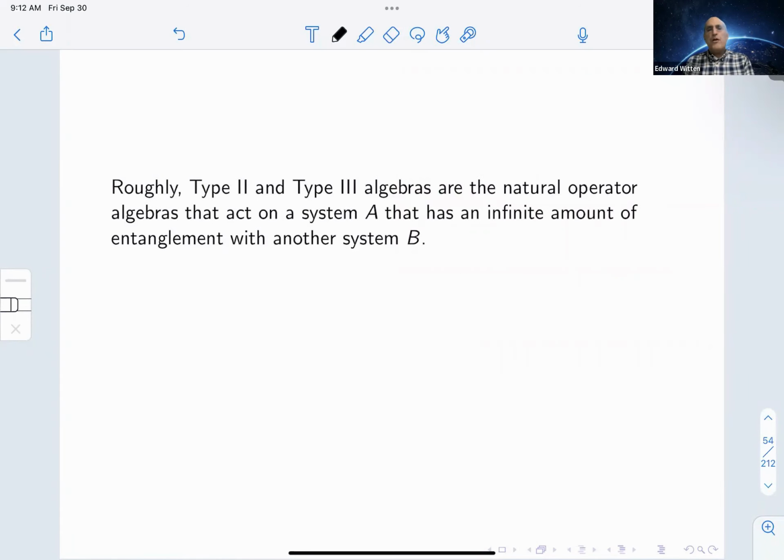Well, what are type 2 and type 3 algebras? Roughly, type 2 and type 3 algebras are the natural operator algebras that act on a system A that has an infinite amount of entanglement with another system B. So whenever you have an infinite amount of entanglement, the algebra of observables are of type 3. For today's lecture, we're interested in quantum field theory in a region, but another problem that has an infinite amount of entanglement is quantum statistical mechanics in the infinite volume limit. There's an infinite amount of entanglement, and the algebra is of type 3 in quantum statistical mechanics in the infinite volume limit.